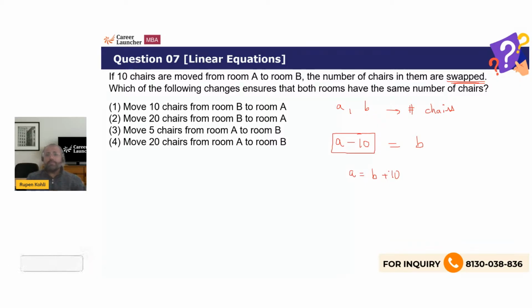So if you want to have an equal number of chairs, what would you do? Obviously, pull 5 chairs from room A and put them in room B. There's a gap of 10 chairs. It has 10 chairs more, so that 10 chairs more need to be divided equally. Just put 5 from there to here. This has a, this has b, and a is b plus 10. So this is b plus 10, this is b. Now this will become b plus 5, and this will also become b plus 5. So move 5 chairs from room A to room B.